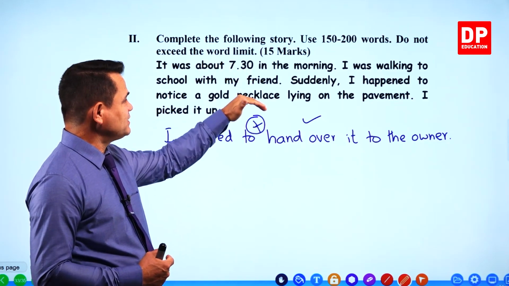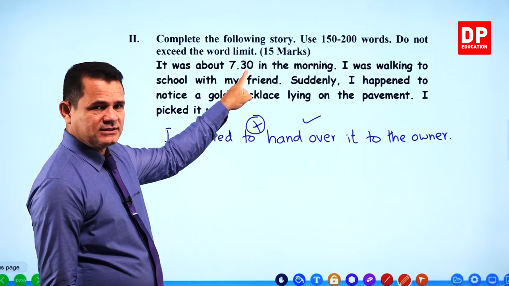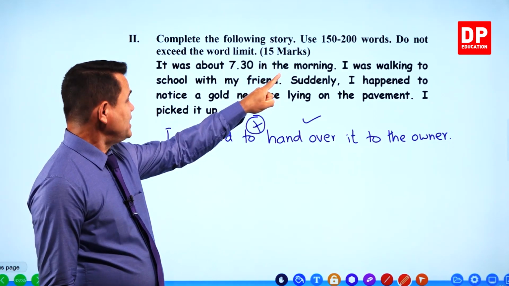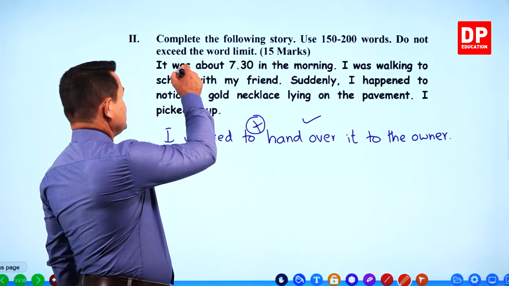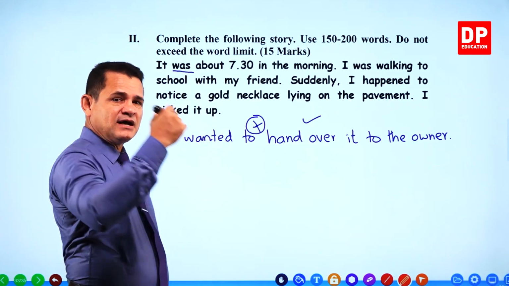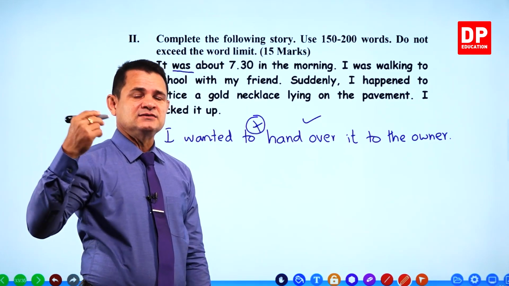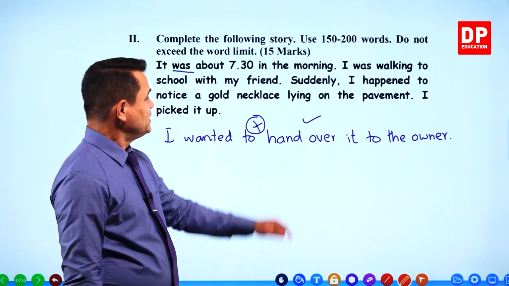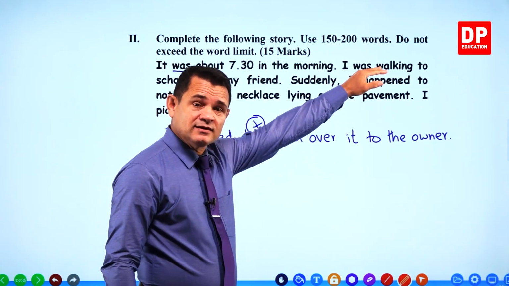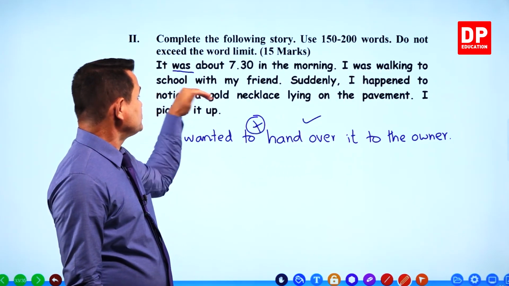Look at the beginning: it was about 7:30 in the morning. Now you have to understand with this verb that it is past tense, an event in the past, so it must be written in the past tense. I was walking, again past continuous, walking to the school with my friend.